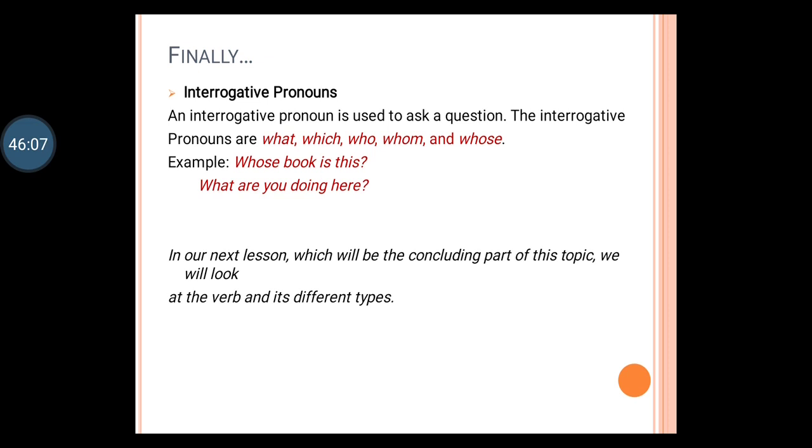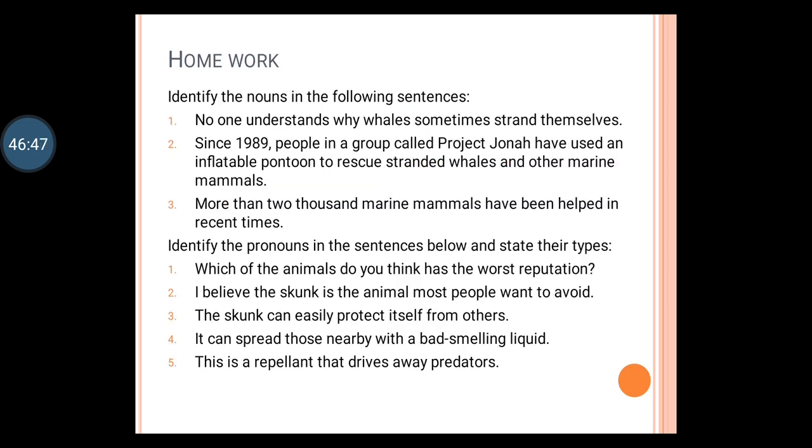Okay. So in our lesson, this is where we come to the end of the lesson. We are looking at different types of nouns, pronouns, and verbs. And today we have covered the different types of nouns and pronouns, and I know you can identify them. In our next lesson, we'll be looking at the different types of verbs, concluding this topic. Now look at your homework.